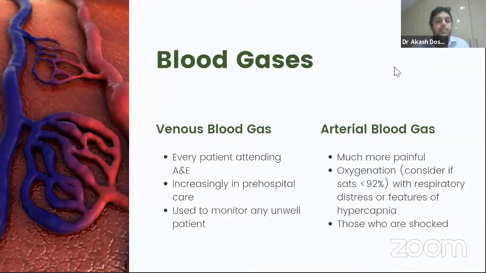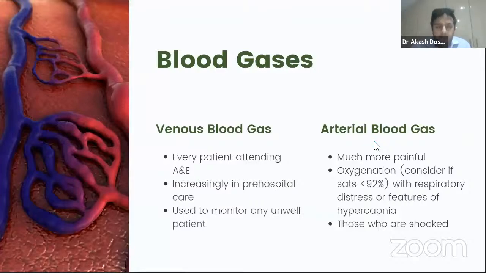So with that in mind, when should we be using a venous blood gas? When should we be using an arterial? Well, I can't advocate that we really should use venous blood gases much more than we often do. And actually, there are a lot of times when a venous blood gas will be enough, and we don't actually then need an arterial blood gas.